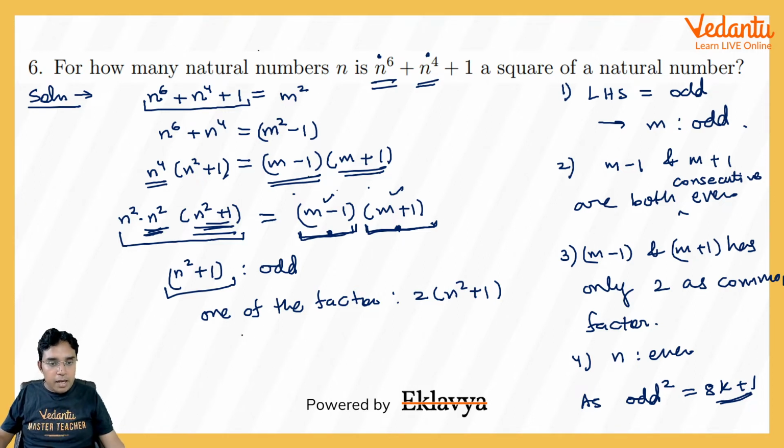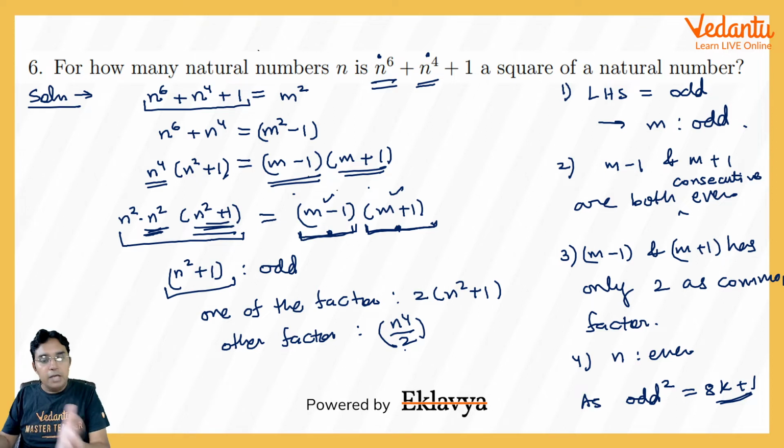So here the other factor would be n power 4 by 2, and this will be an integer because my n is even, so n power 4 will have 2 power 4 in it, so dividing by 2 will also give us an even number. In fact, this n power 4 by 2 will give us the factor which is a multiple of 4 or 8 or a higher power of 2, and this one would be just a multiple of 2, not 4 or 8.